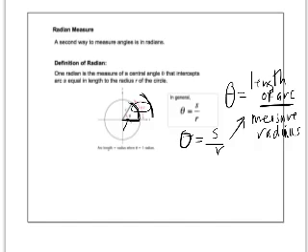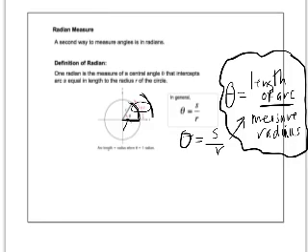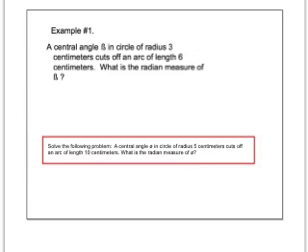If you know the length of the arc and the radius, you can find the angle, and then you'll have some problems where you'll go vice versa. They may give you the angle and have you go back and find either the radius or the length of the arc. Alright, so here's an example.